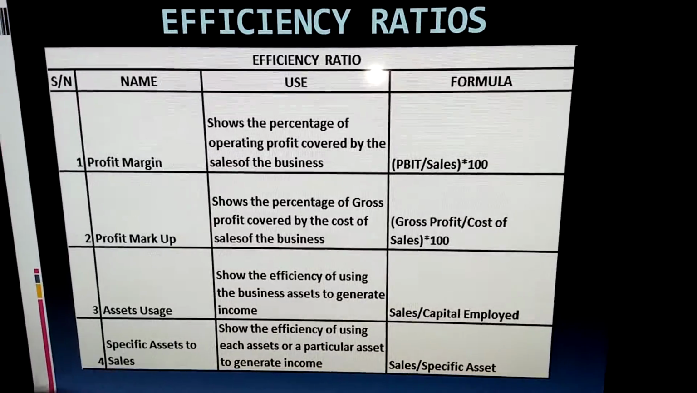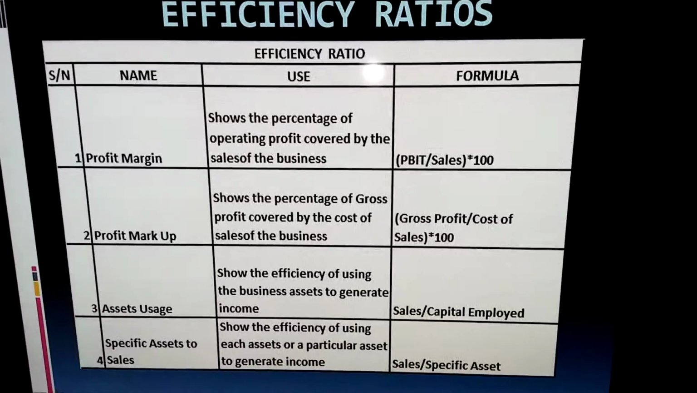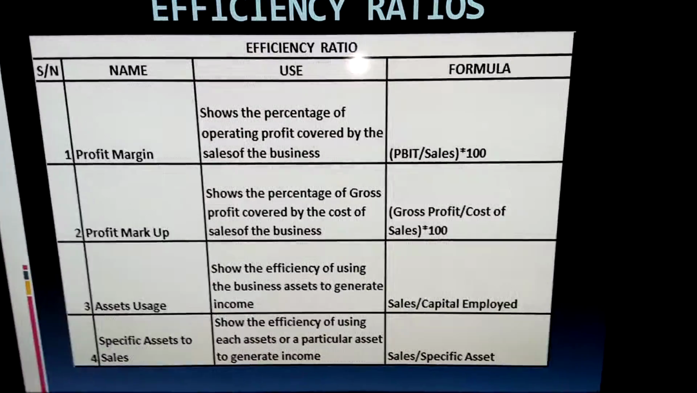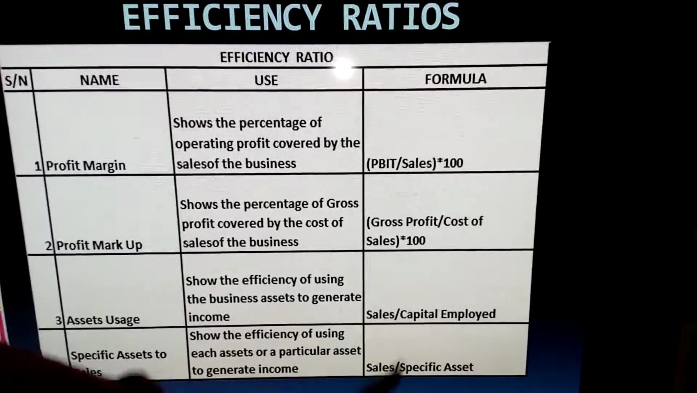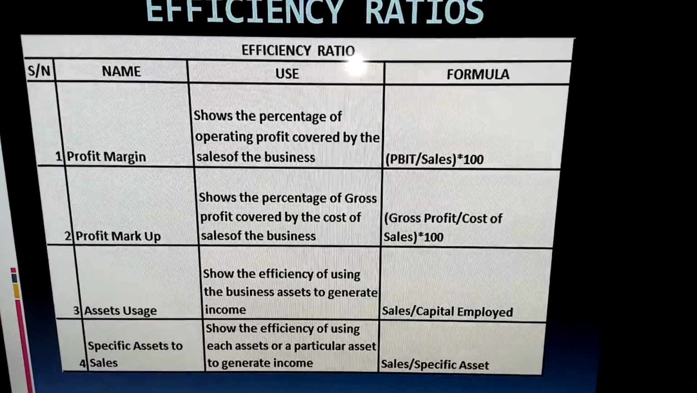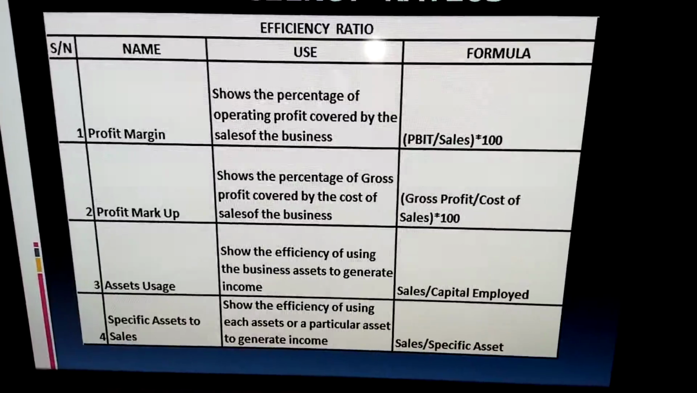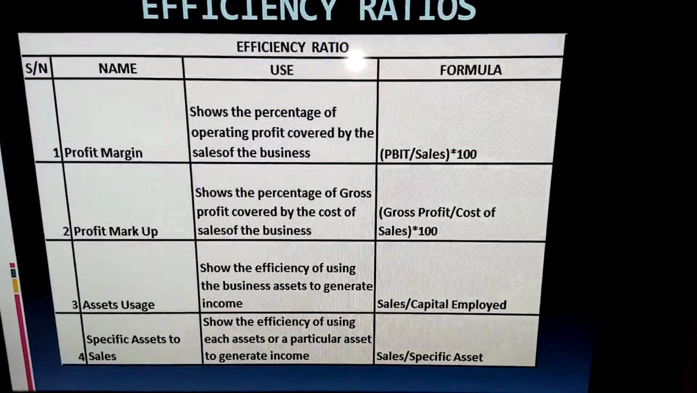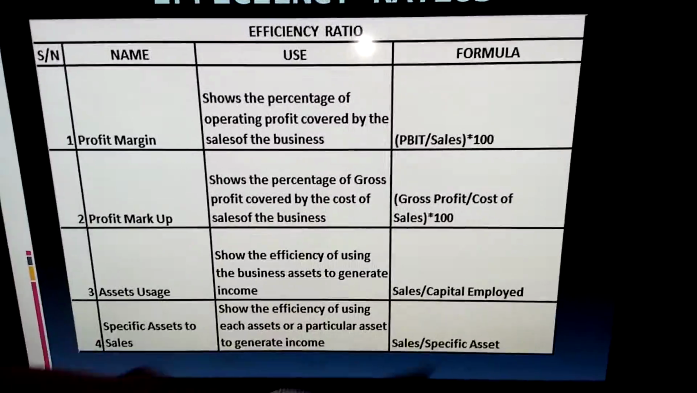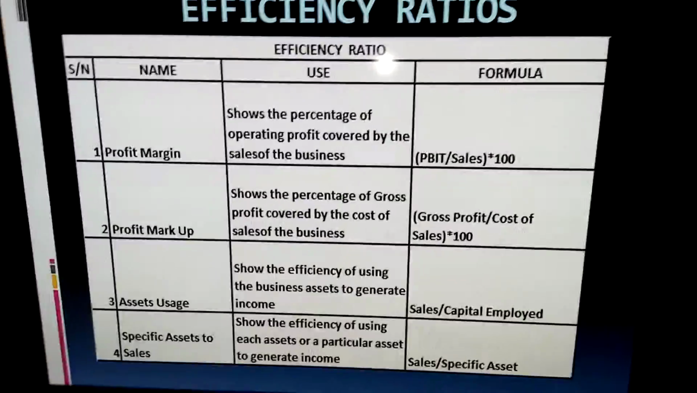So we say sales divided by specific asset. So if you want to know how you are using furniture to generate what? Income, sales over furniture and fittings. If you want to know how you're using equipment to generate what? Income, sales over what? Equipment. If you want to know how you're using your plant and machinery to generate income, sales over plant and what? Machinery.